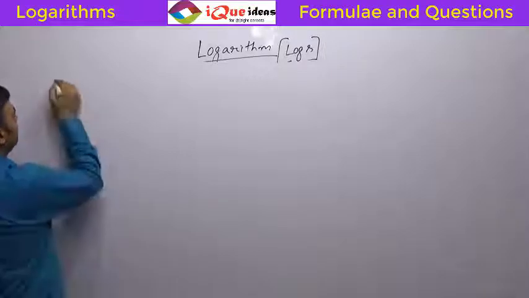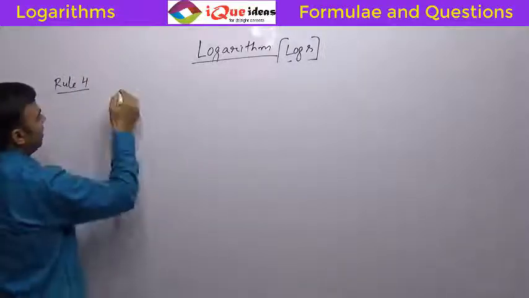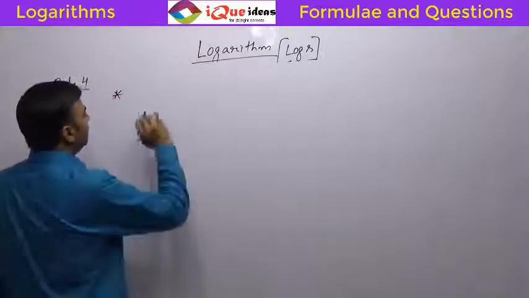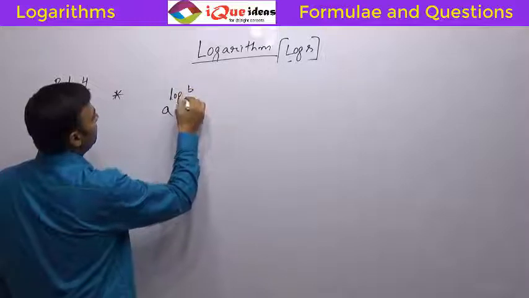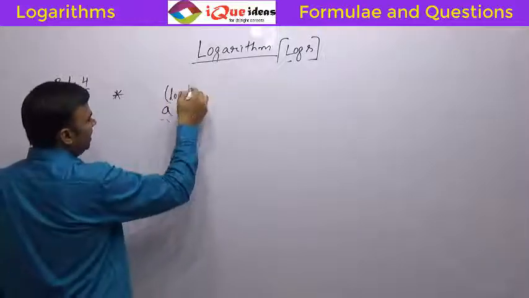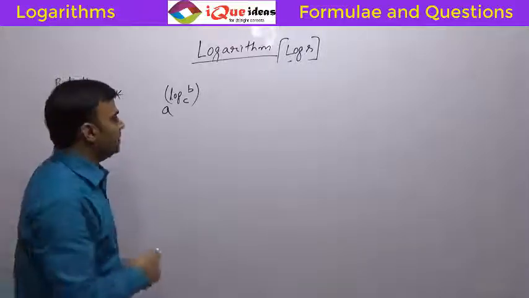Now the last rule, rule 4. This is a very interesting rule. I'll directly give you the rule. Suppose we have a to the power log b to the base c. Please read it very carefully. The power itself is a log, right?